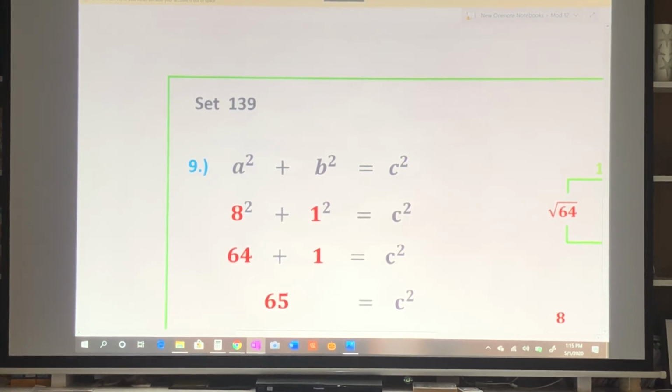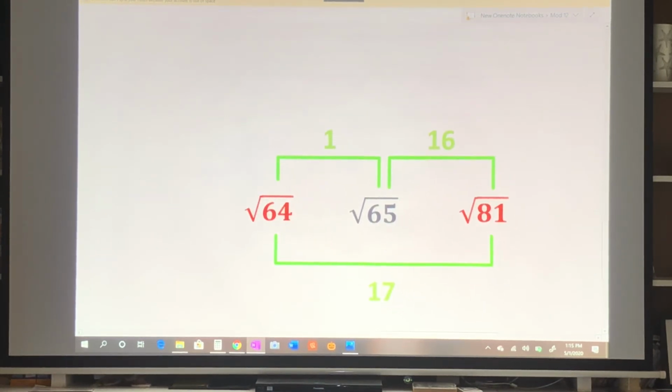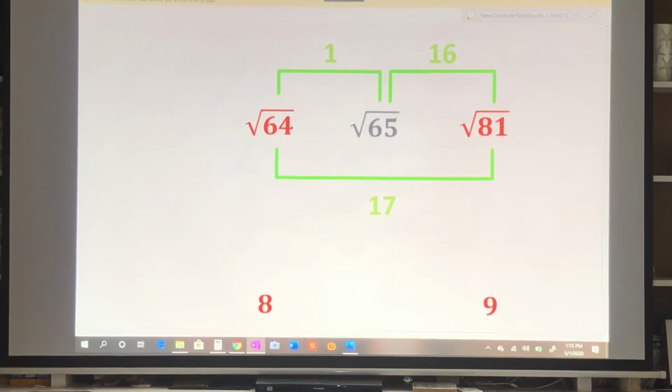Okay, so 65 sits in between 64, which is 8, and 81, which is 9. So I'm gonna start squaring stuff. See how it's 1/17 of the way there? That's pretty close to 8, isn't it? So I might try to square 8.1 and see what I get, how close I can get to 65.